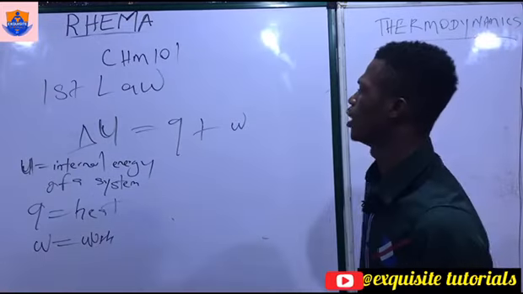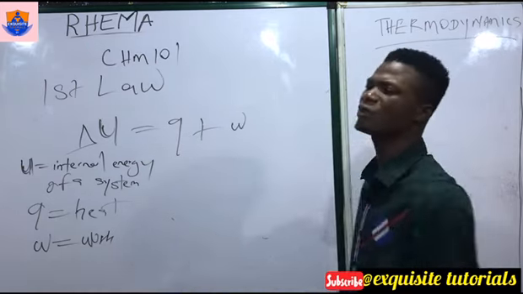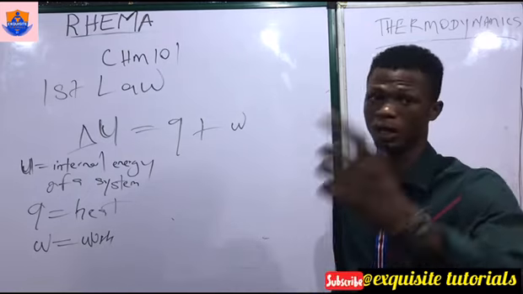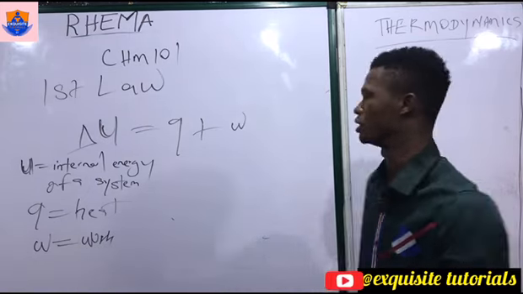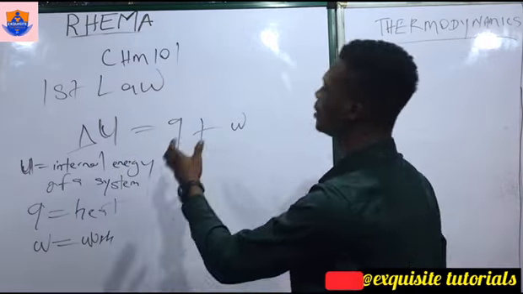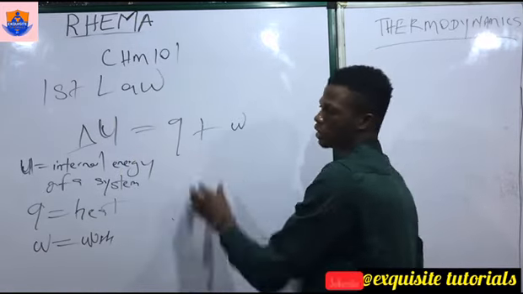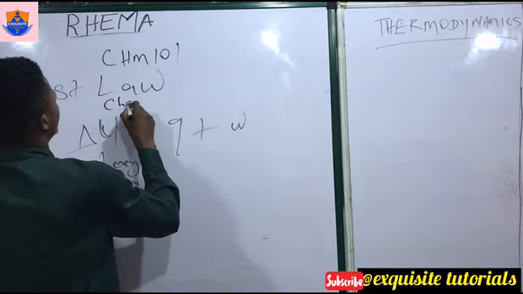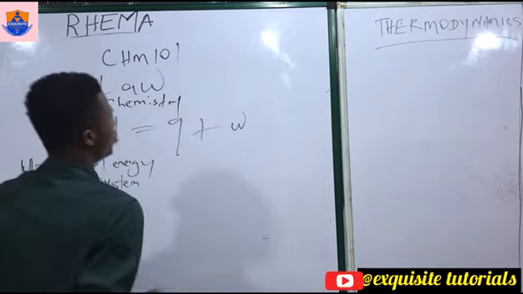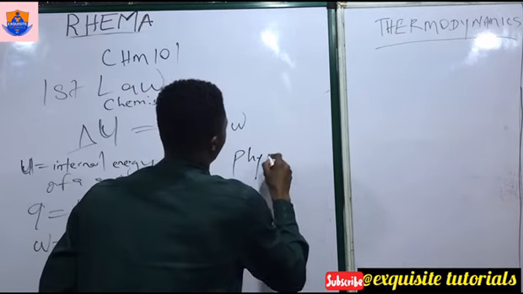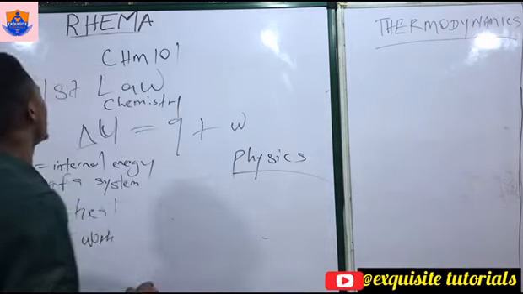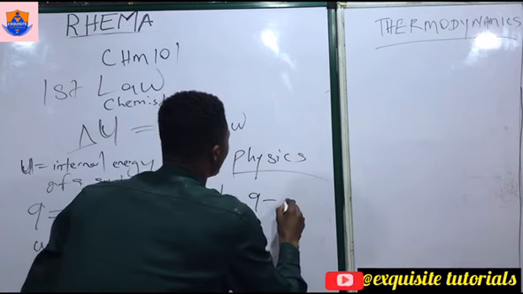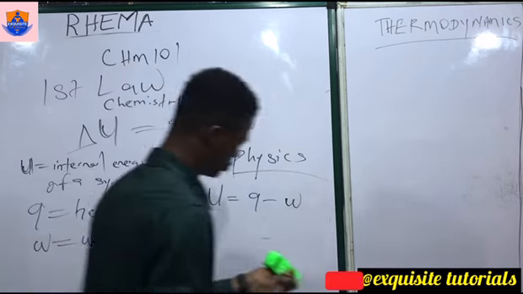Now let's explain. There's a difference between this formula. I want to give you a hint for physics students, those writing physics 101, in case you're going to see thermodynamics in your physics exam. In chemistry, this is the formula for internal energy. But when it comes to physics, for my physics students, internal energy delta U is equals to Q minus W. Now, I will explain to you.